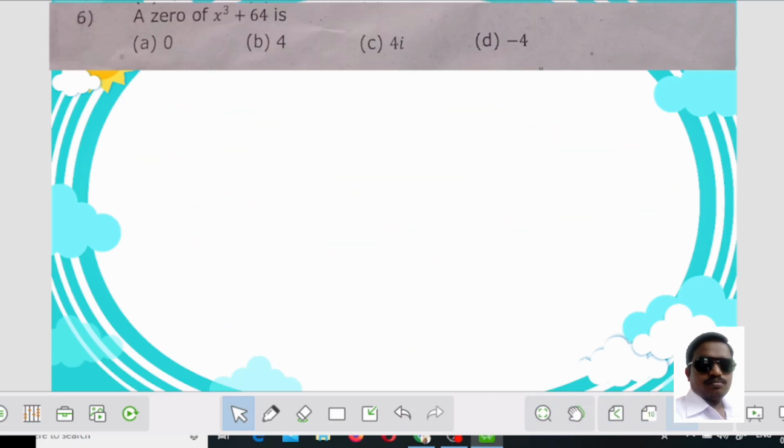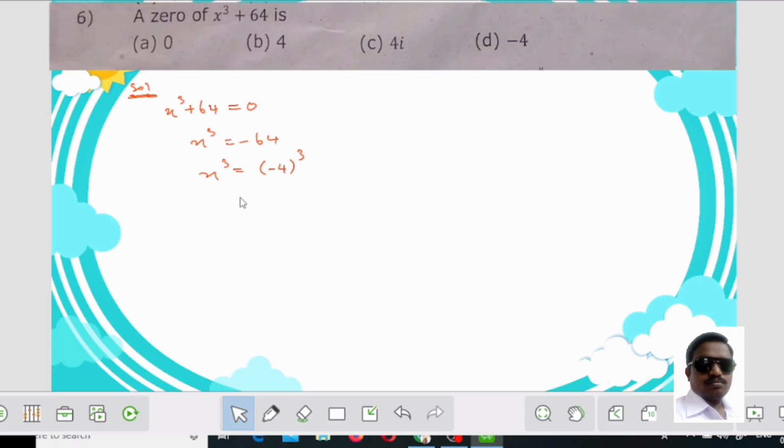The next question is, a 0 of x cube plus 64 is, solution. What is meant by 0? The value of x that will make the polynomial 0. That value will be the 0 of the polynomial. So to find the 0 of the polynomial, you just equate this polynomial to 0. And then x cube equal to minus 64. You may write minus 64 as minus 4 whole cube.